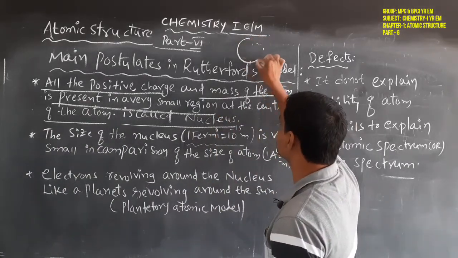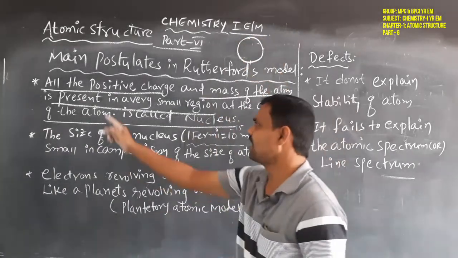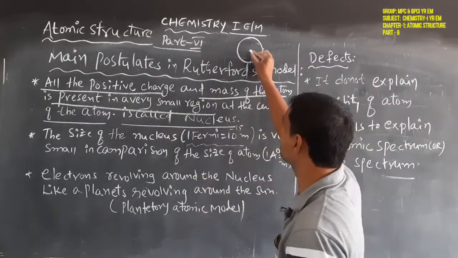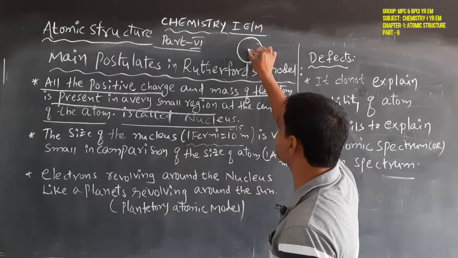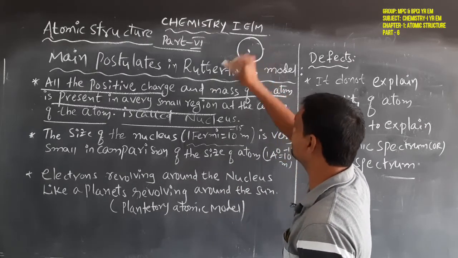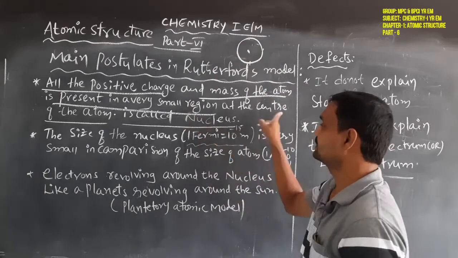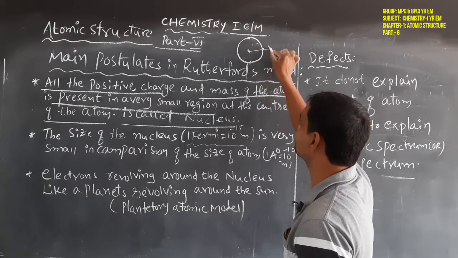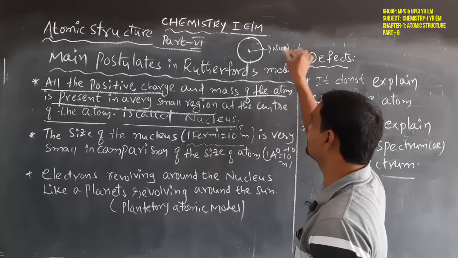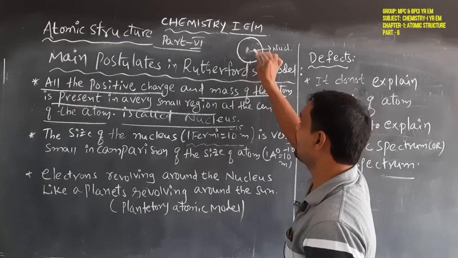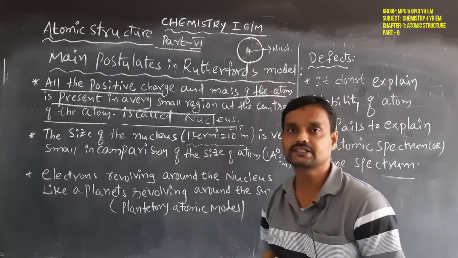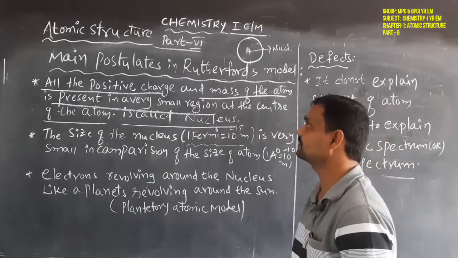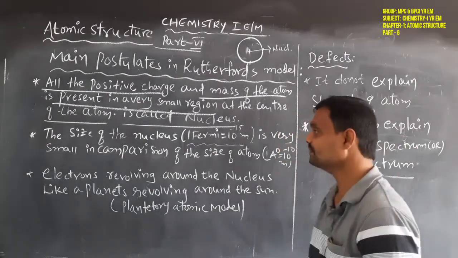For example, this is the atom. All the positive charge and mass of it is present in a very small region at the center of the atom, hence that is called a nucleus. So this will be called a nucleus and it has a positive charge. So this is the first postulate in the Rutherford atomic model.